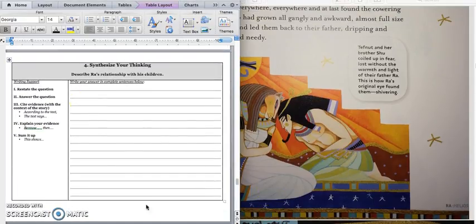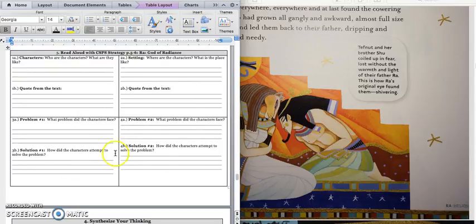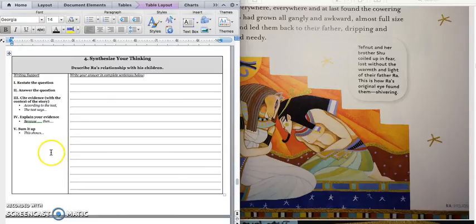All right, for our paragraph, it says, describe Ra's relationship with his children. And so you need to think about what was Ra's problem and how did he solve it? And what does this tell you about their relationship?